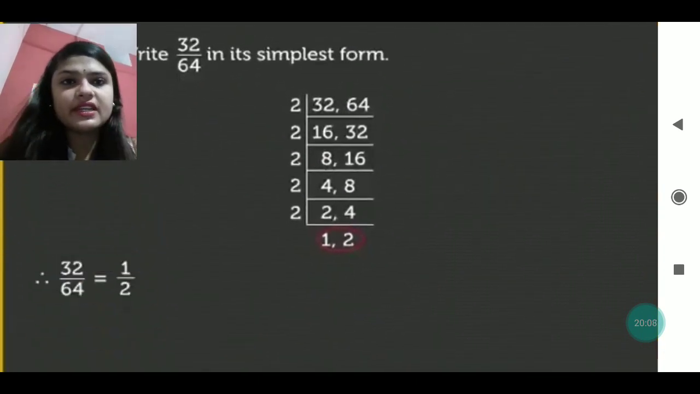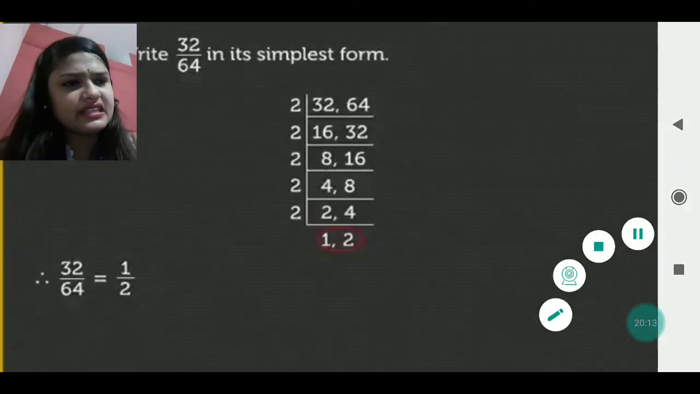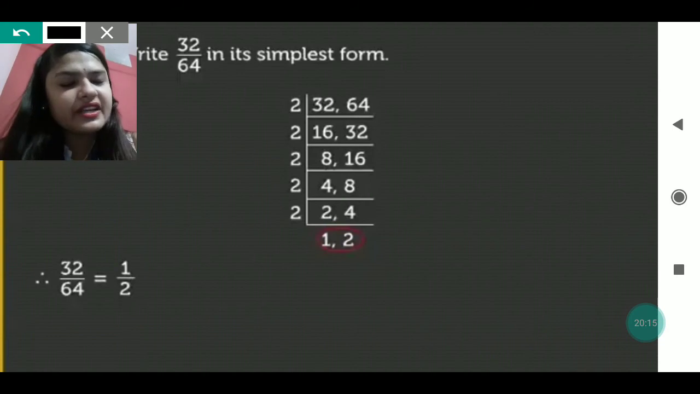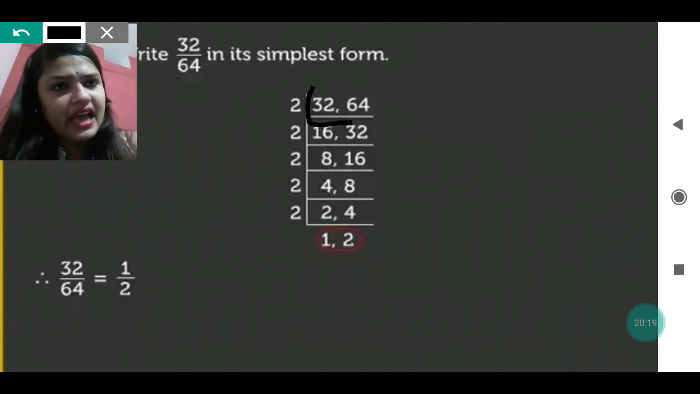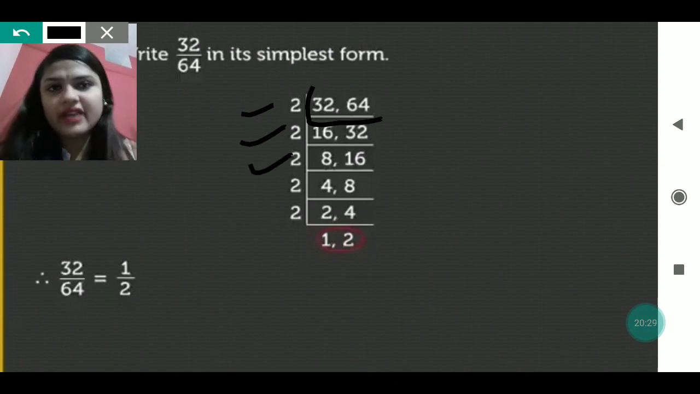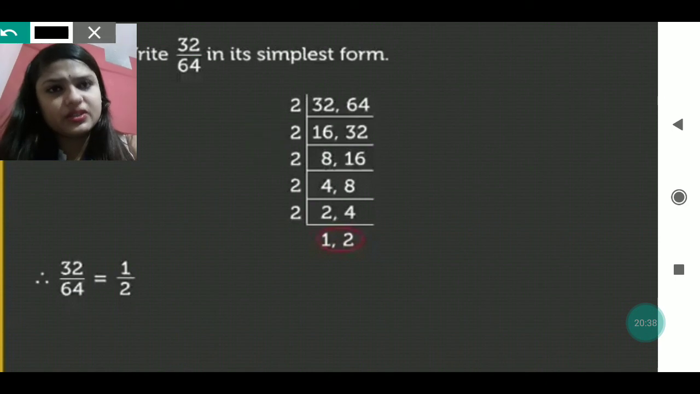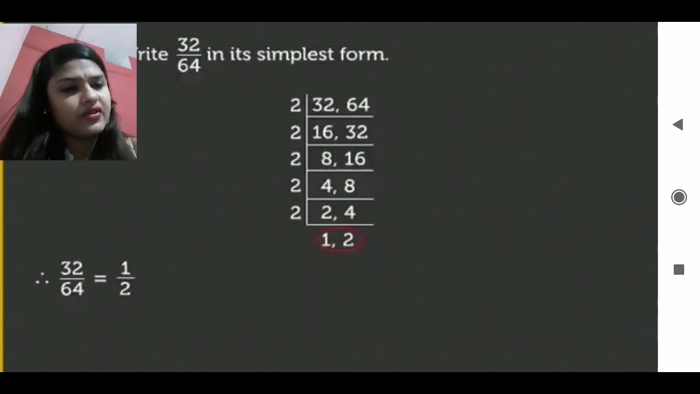See, that is what is written. Okay, and just see how I have done. What I have done is very easy, my dear. I have just written 32 and 64 together. I have drawn a line like this and started dividing one by one. Firstly I divided both the numbers by 2, then again 2, then again 2, again and again, and then I got the lowest, simplest form of that particular fraction.